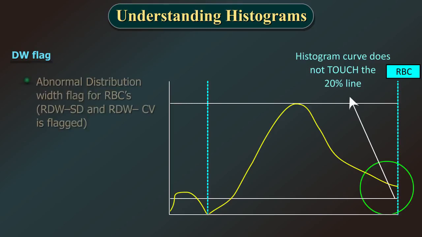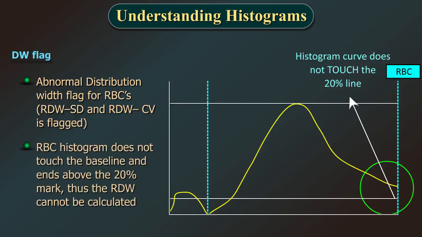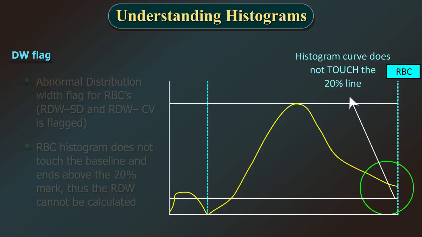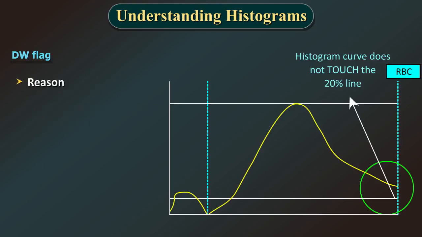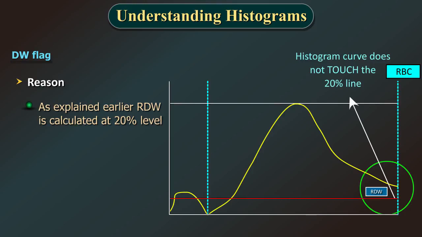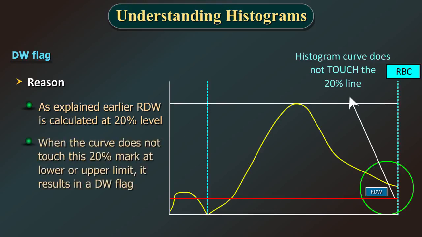DW flag, abnormal distribution width flag for RBCs. RDW-SD and RDW-CV is flagged. RBC histogram doesn't touch the baseline and ends above the 20% mark. Thus, the RDW cannot be calculated. Possible causes include both the RU and RL causes. Reason: as explained earlier, RDW is calculated at 20% level. When the curve does not touch this 20% mark at lower or upper limit, it results in a DW flag.